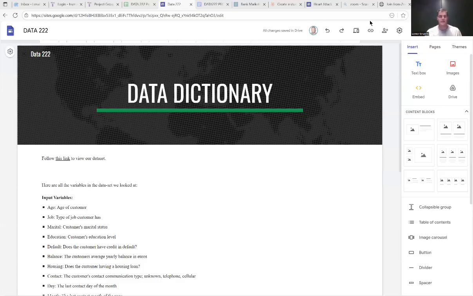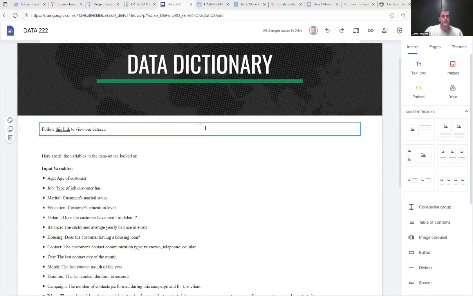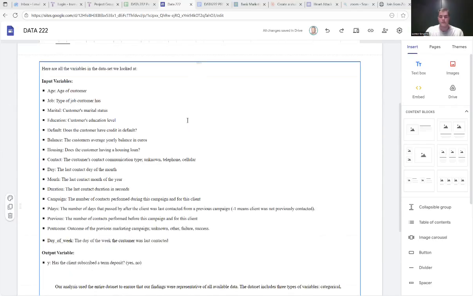My name is Warner Lenahan, and I'm going to take you guys through our data dictionary. So this page basically just explains all of our variables that we have, and it's categorized by input variables and output variables.